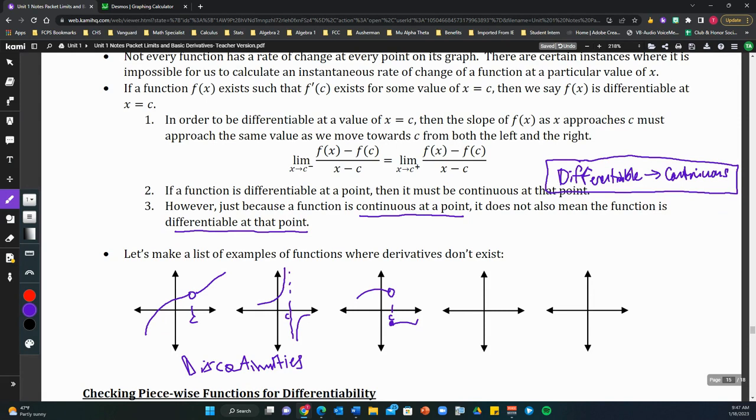The last two, though, are trickier ones, and these were mentioned earlier. One is when a function has a sharp turn in it. These are unique graphs. This one is an absolute value function that I chose to show you. But these sharp turns don't naturally exist. They have to be odd combinations of things for these sharp turns to pop up.